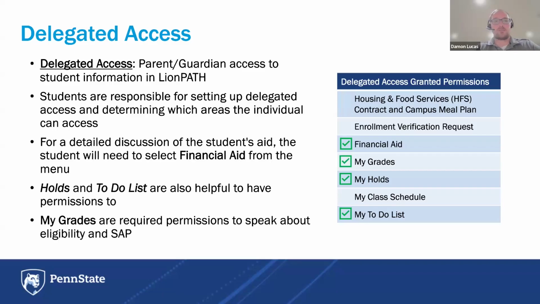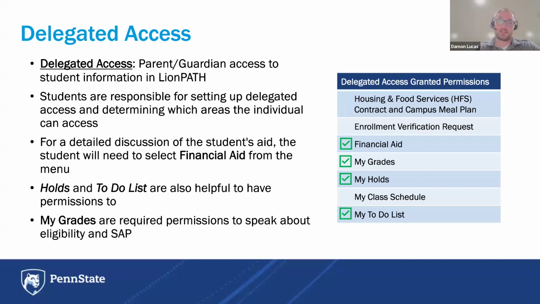Again, this is done through LionPath, and you will have to select the items on the right-hand corner. We like to say select financial aid, so you can talk to us. Holds and to-do lists are also a very helpful tool. And then my grades are required for permission to speak about eligibility in SAP. You can click any of those items, whatever your preference is, but these are the 4 that we recommend.